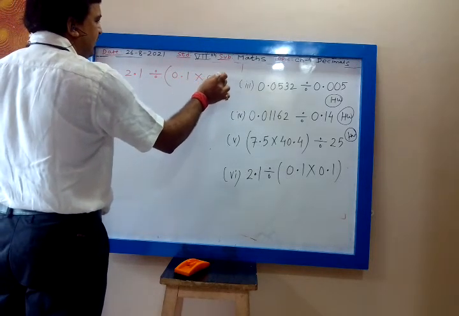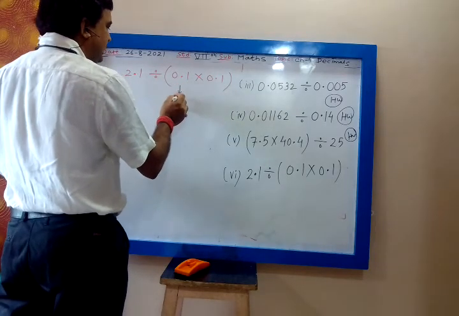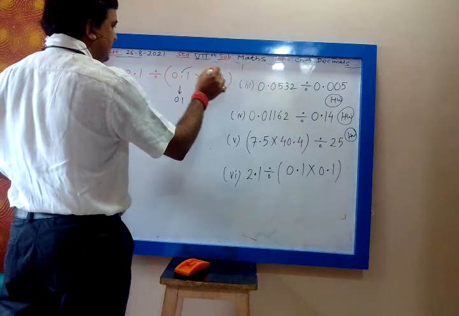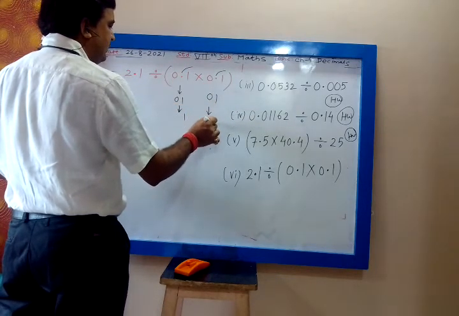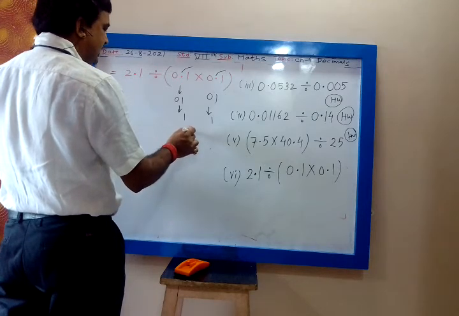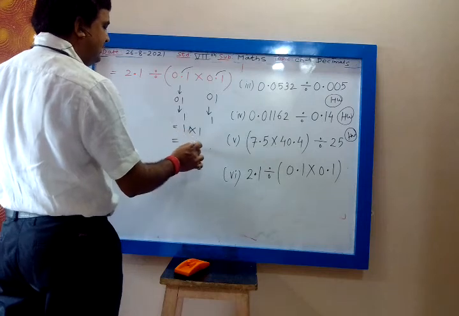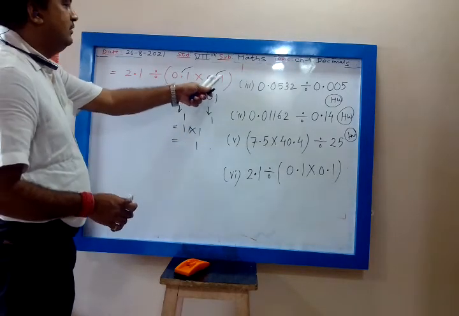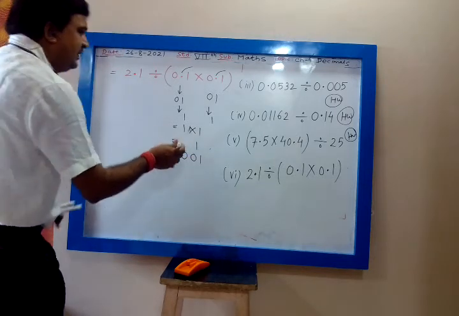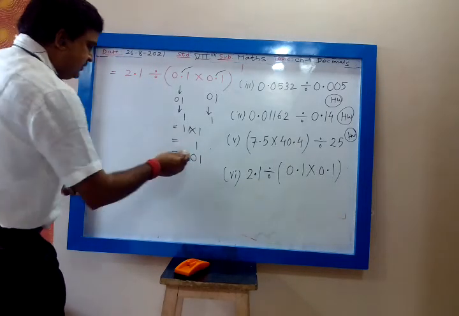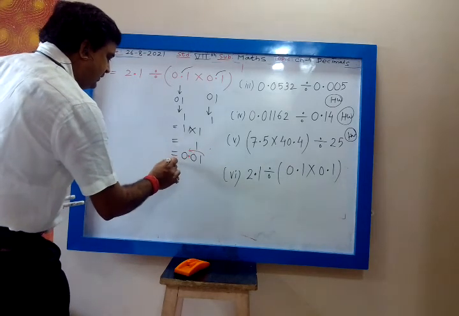Let us first simplify the bracket. So 0.1 is the same as 1 after removing the decimal. 1 into 1 is 1. Now you have to place the decimal after how many digits? 1 plus 1, 2. So we write 001 and place the decimal after 2 digits. So this becomes 0.01.